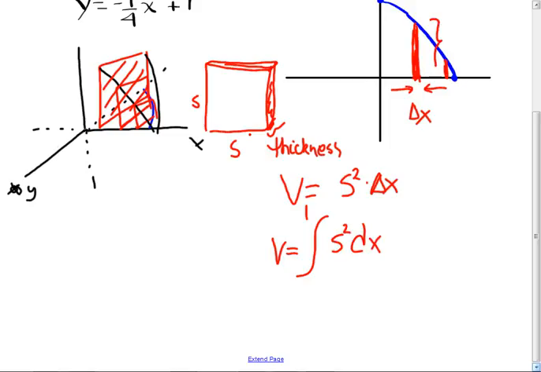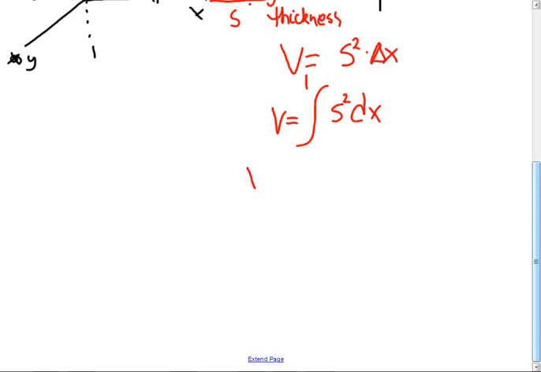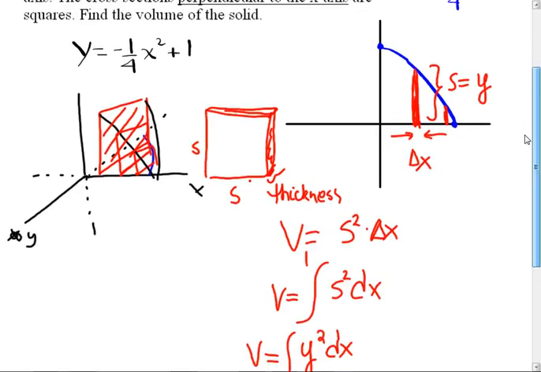What's my s value? This is my side. What's my side equal to? Which coordinate? The y. We're not rotating around anything, so these are actually nice problems. So it's going to be the side, or the y squared, dx, and then we'll have to figure out what the x's go between. Oh, I know what the x's go between.